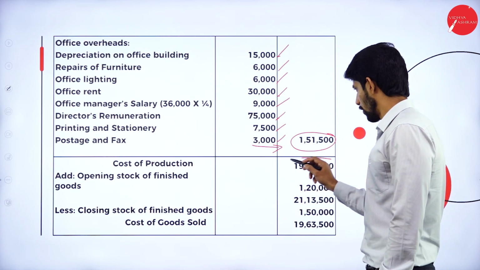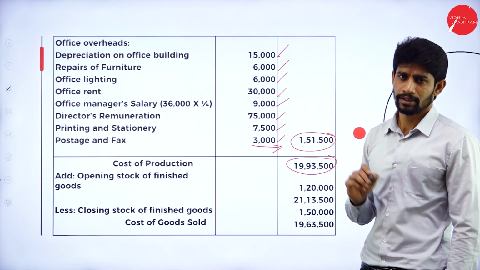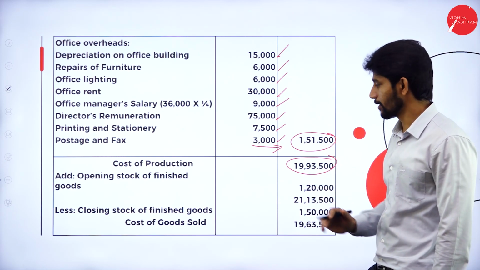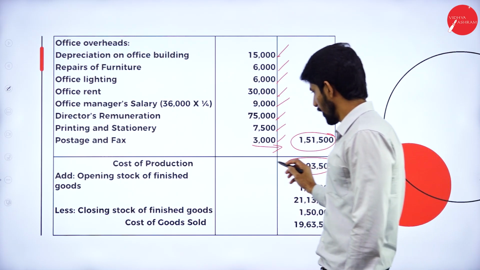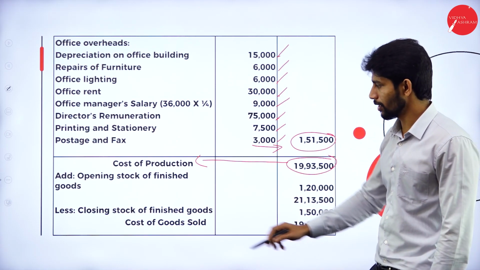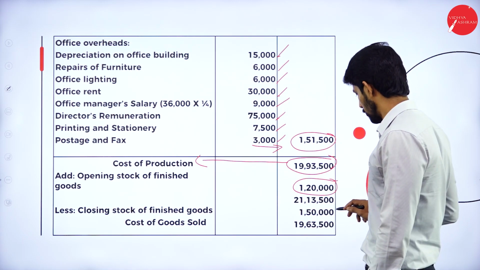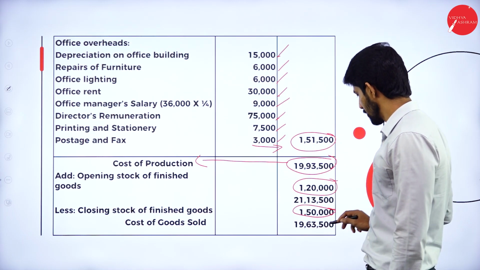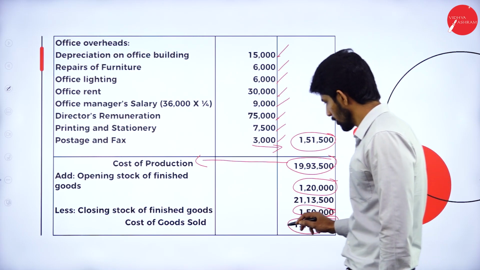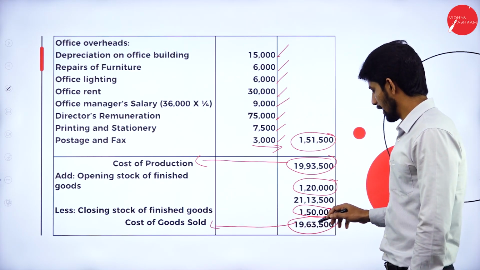You will get the total of 19,93,500. That value is called cost of production. So for cost of production, add opening stock of finished goods and less closing stock of finished goods. You will get the balance. This balance is called what? It is called cost of goods sold.